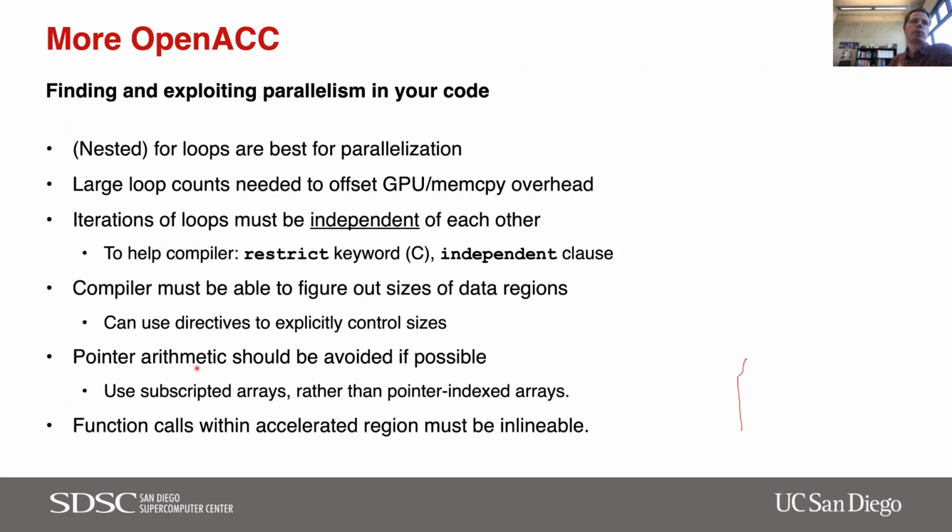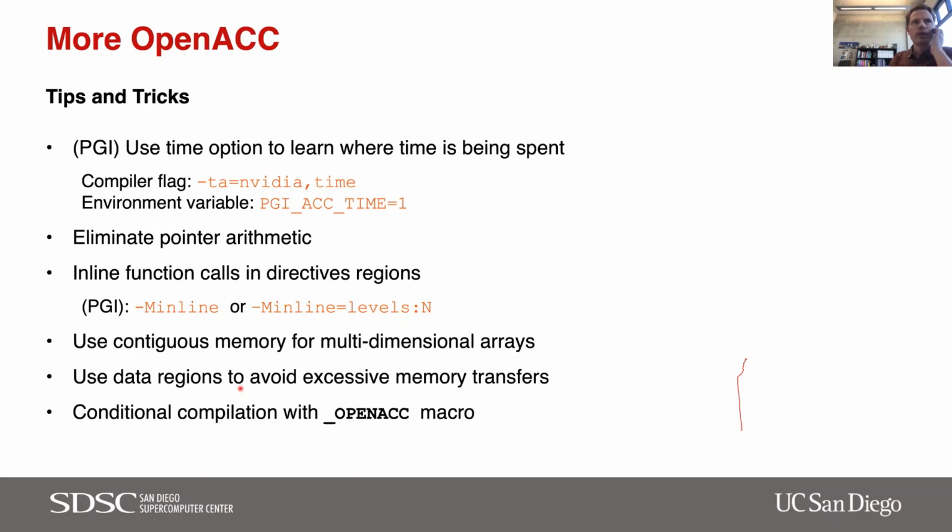You should avoid pointer arithmetic because otherwise the compiler does not know if it can actually parallelize the code to avoid race conditions. And function calls within accelerated regions, so you have a pragma acc kernels region, for instance, must be inlineable, otherwise OpenACC cannot parallelize that. Then you can use these compiler flags to learn where time is being spent, so you can do some profiling effectively.